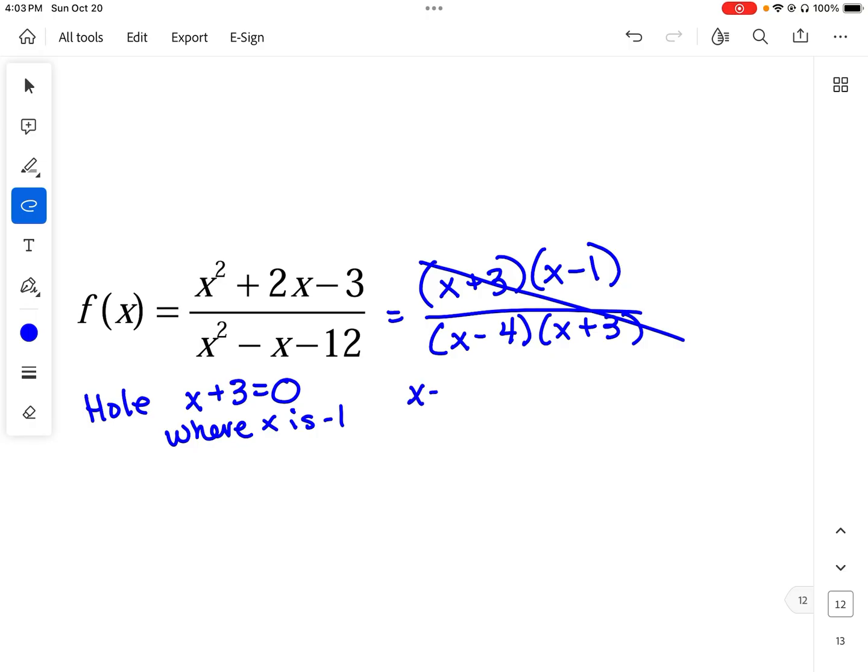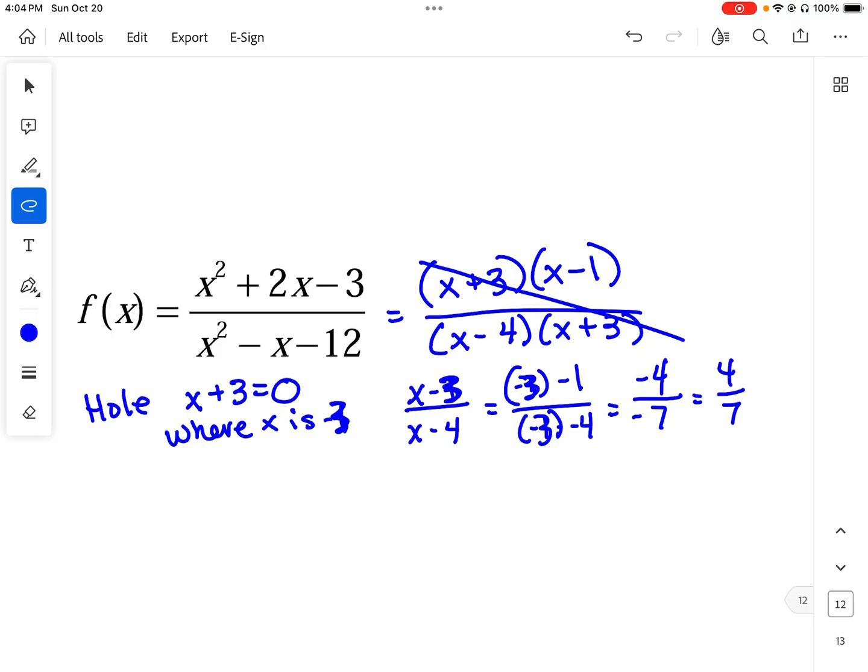So we're going to use what's left, the x minus 1 over x minus 4, and plug in negative 1. So negative 1 minus 1, negative 1 minus 4. Oh, why did I put negative 1? That should have been negative 3. Negative 3. There we go. Okay, so then that's negative 4 over negative 7, which is 4 over 7. So our hole is at negative 3 comma 4 over 7.